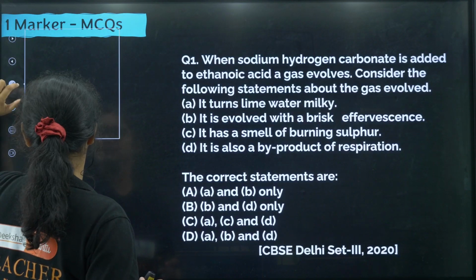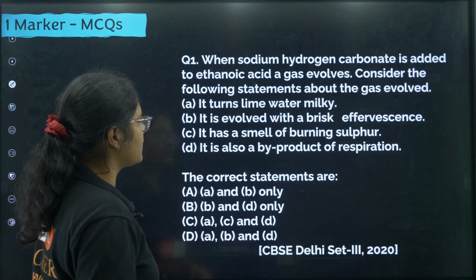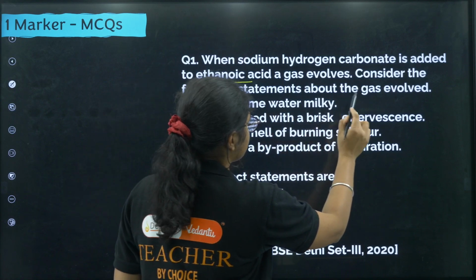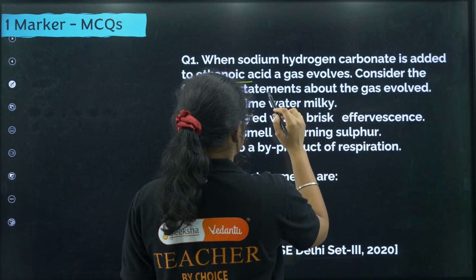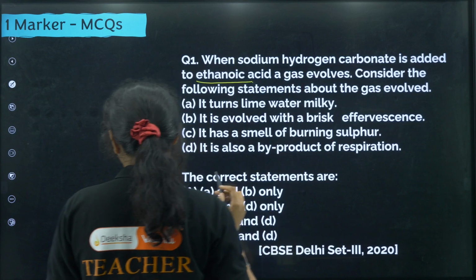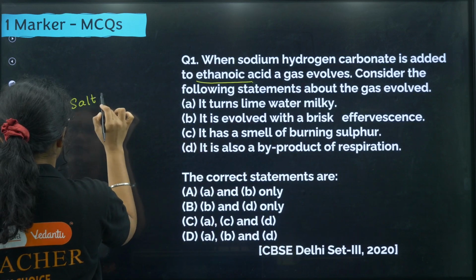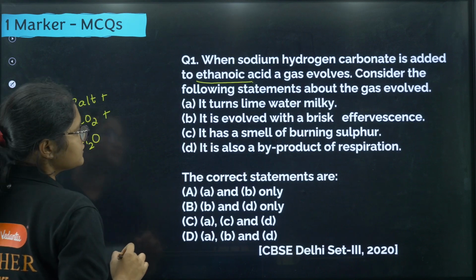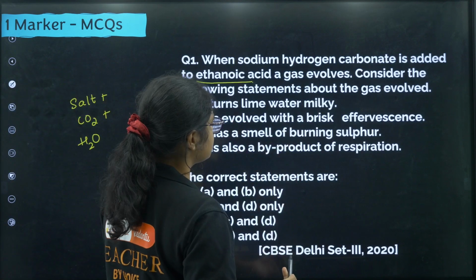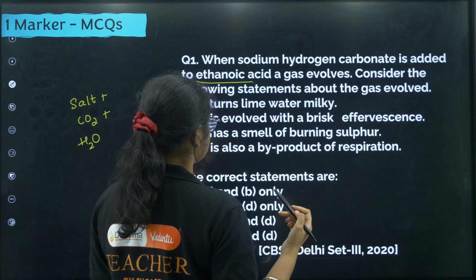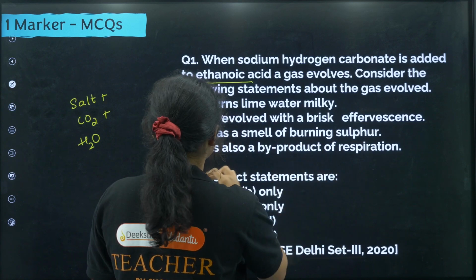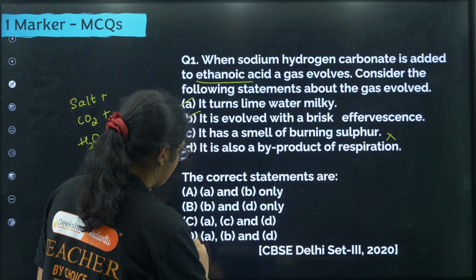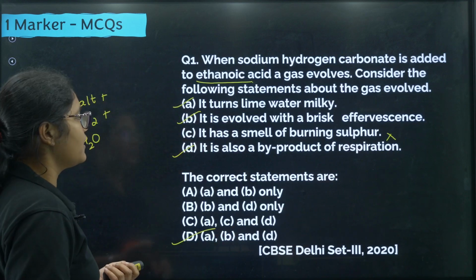So the first question here is, when sodium hydrogen carbonate is added to ethanoic acid, a gas evolves. Consider the following statements about the gas. So you can see, when acid and sodium hydrogen carbonate react, we get salt plus CO2 plus water, right? It turns lime water milky. Yes, this is correct. It is evolved with brisk effervescence. That is also correct. It is also a byproduct of respiration. That is also correct. It doesn't have a burning sulfur smell. So we have A, B and D. So option number D is the correct answer here.